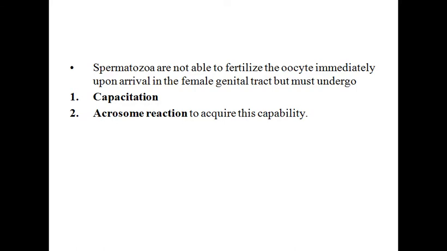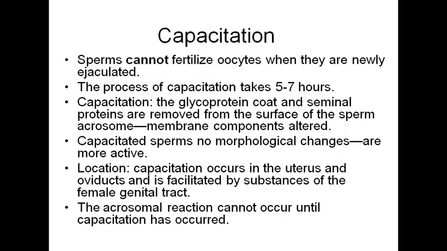So there are two reactions taking place. The first is capacitation, the second is the acrosome reaction, right? These are important, definitions are asked for these. What is the reaction of capacitation, what is the acrosome reaction? So these two reactions are important in order for a sperm to fertilize an egg, a female egg, right? Now we'll discuss what capacitation is.